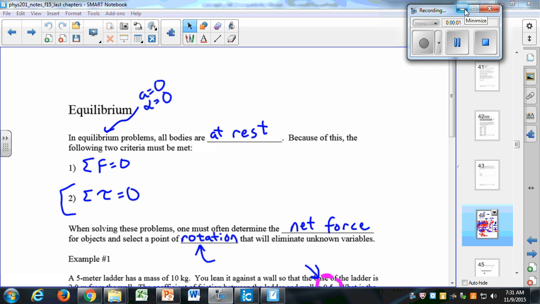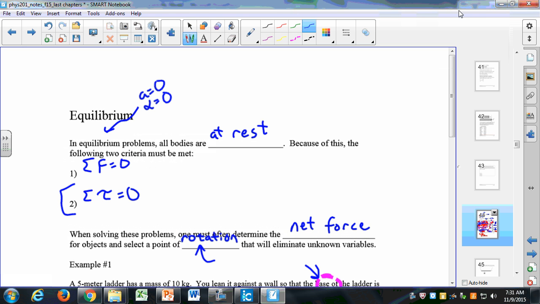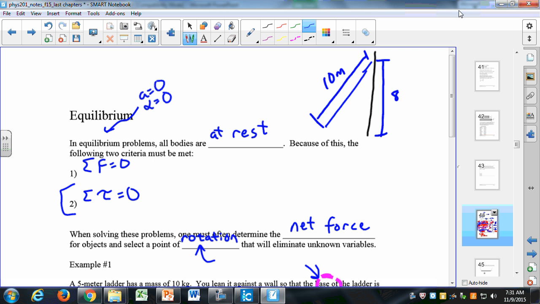I had missed some information there. I'm very sorry about that, but I had this ladder that was up against the wall like this, and I gave you the length of the ladder. That ladder was 10 meters, but I didn't give you this distance, which you also needed. This distance was 8 meters.